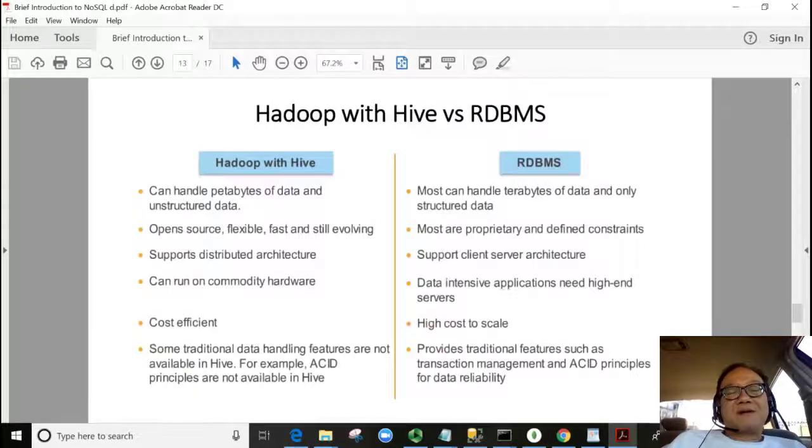We can use this comparison chart for comparing NoSQL to DBMS. Generally speaking, NoSQL stores unstructured data. DBMS stores structured data. NoSQL tends to process data in a distributed environment. DBMS can also do that, but it's less common.